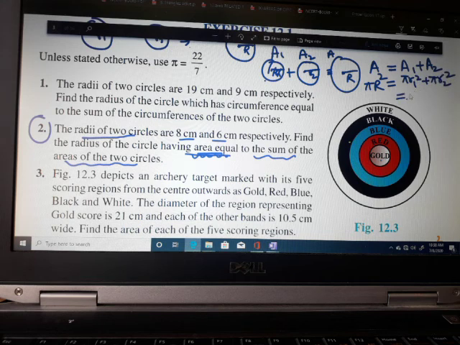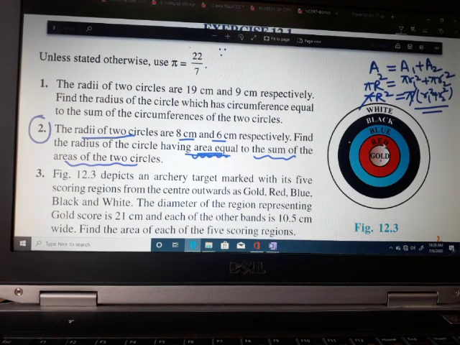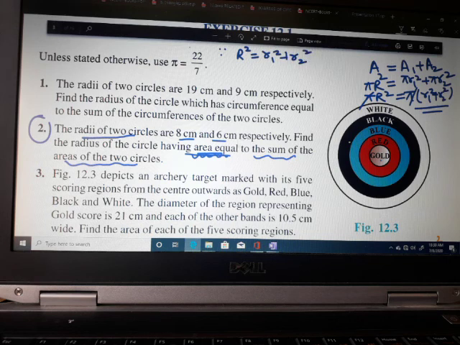Taking pi common, you will get r1 square plus r2 square is equal to pi r square. So pi from pi cancels out, so r square is equal to r1 square plus r2 square. I will solve here. Since r square will be r1 square plus r2 square, the first circle's radius is 8 centimeter, so 8 square plus the second circle's radius r2, this 6 centimeter, is equal to adding both things, this 64 plus 36, that is equal to 100.